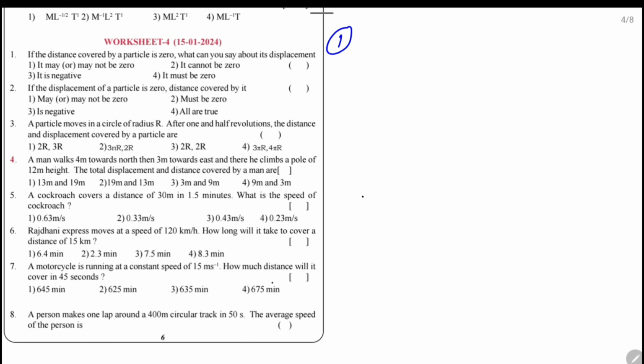If the distance covered by the particle is 0, no doubt the particle is at rest. Then what can you say about its displacement? Therefore, what about its displacement? 0, since it is at rest. So the option is it must be 0. Clear, children? It must be 0.